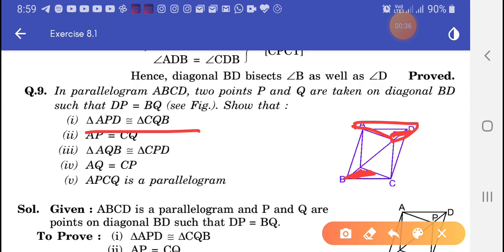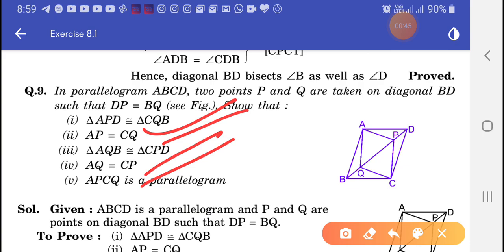congruent to triangle CQB, this we have to prove. So what will we do? Second part, third part, fourth, fifth. Now second part, AP equal to CQ, and triangle AQB congruent to triangle CPD. Fourth part, AQ equal to CP, and APCQ is a parallelogram.